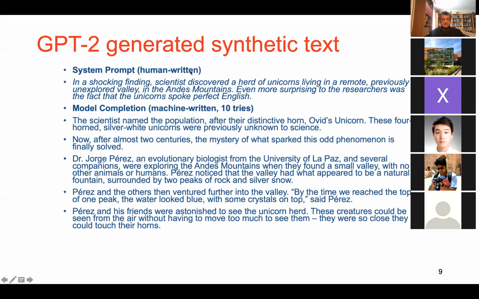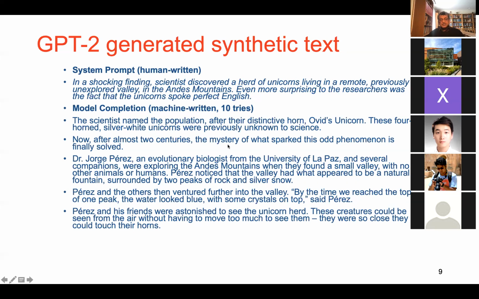But GPT generates, actually in this case, another positive one, synthetic text. System prompt, human-written: in a shocking finding, scientists discovered a herd of unicorns living in a remote, previously unexplored valley in the Andes Mountains. Even more surprising to the researchers was the fact that the unicorns spoke perfect English. So these are two nonsensical sentences: the unicorns don't exist, and a unicorn that spoke English would be even more nonsensical. But the model completion kept on writing the next sentence.